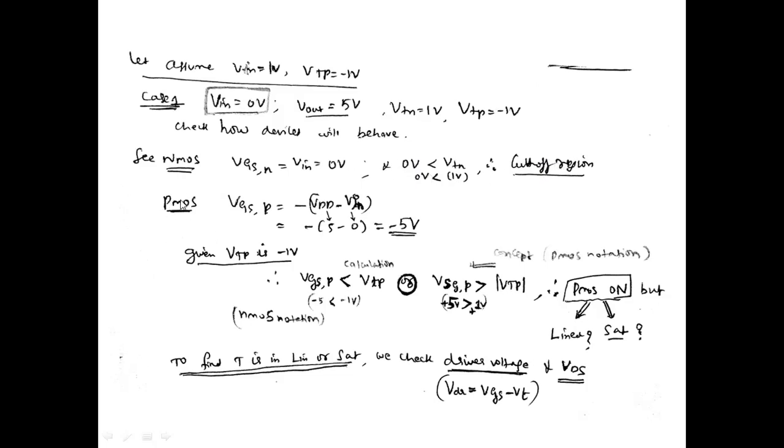And for the PMOS device, VGSP is given by VG minus VS, that is, Vin minus VDD. What is the value of VDD? It is 5 volts, and Vin is equal to 0 volts. Hence 0 minus 5 is minus 5 volts. Given the value of VTP as minus 1 volt, if this VGSP is less than the threshold voltage of the PMOS device, then my device is on. So my PMOS is on.